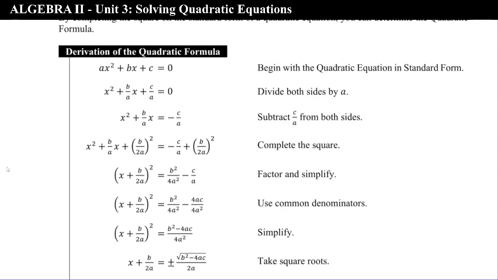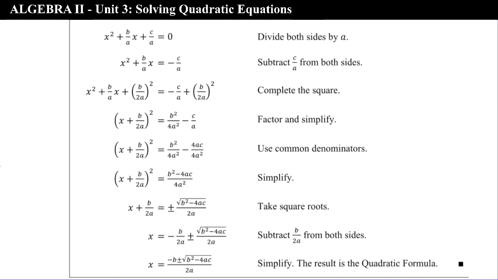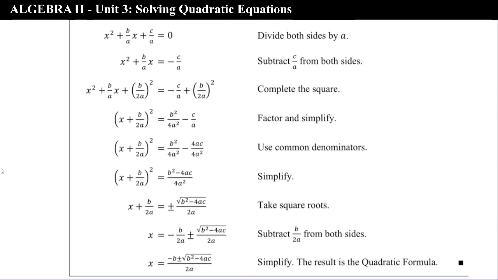Okay? Now all that's left is to subtract b over 2a from each side, so that we have negative b over 2a plus or minus the square root of b squared minus 4ac over 2a. But you notice that both of these have a common denominator. So since they have a common denominator, we can go ahead and combine it. And so we simplify, and we end up with x equals the opposite of b plus or minus the square root of b squared minus 4ac all over 2a. And that is our quadratic formula.